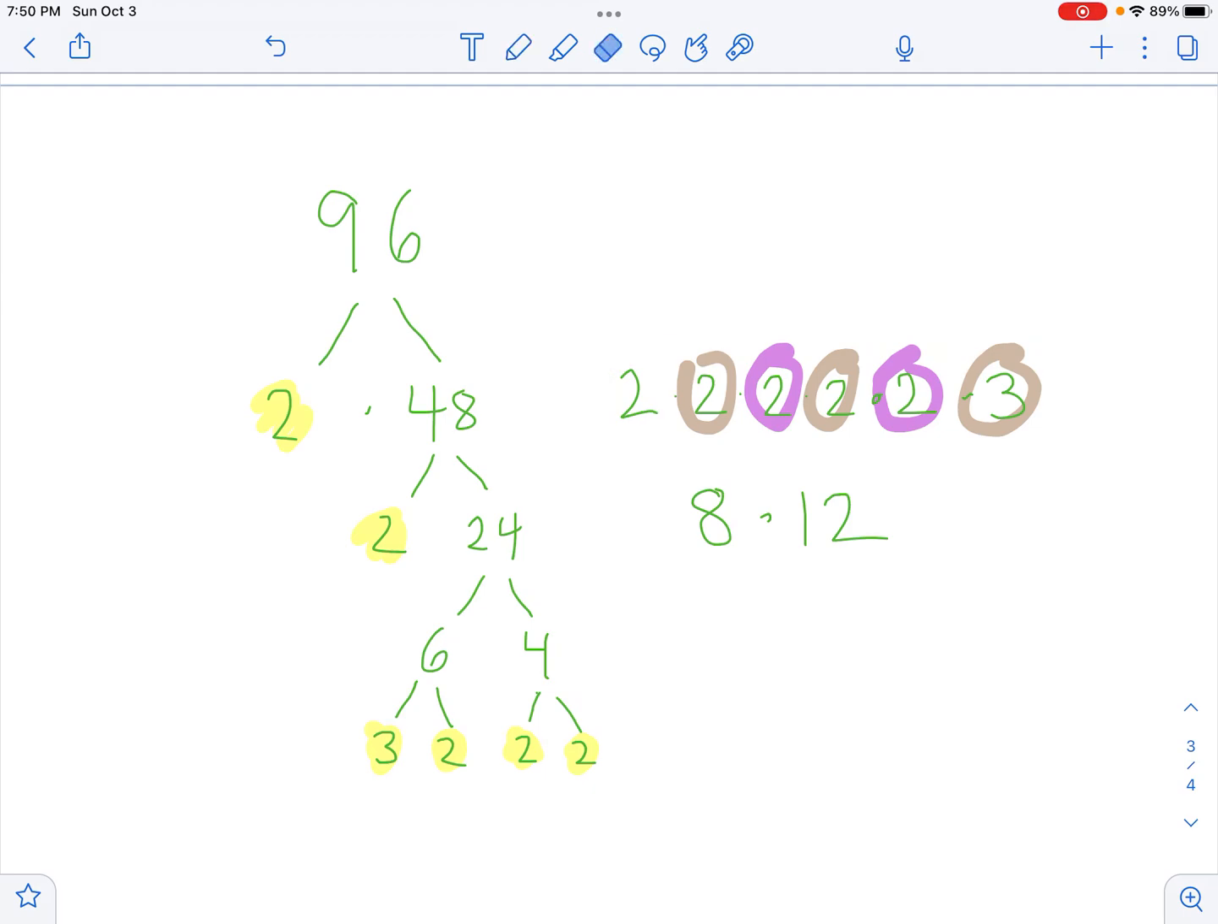So hopefully you can get some sort of idea, let me erase these, about how breaking up a number into its prime factorization can be useful to find factor pairs. And this could be useful if you were trying to simplify fractions or add fractions or anything like that, where you need to use the factors to do that.